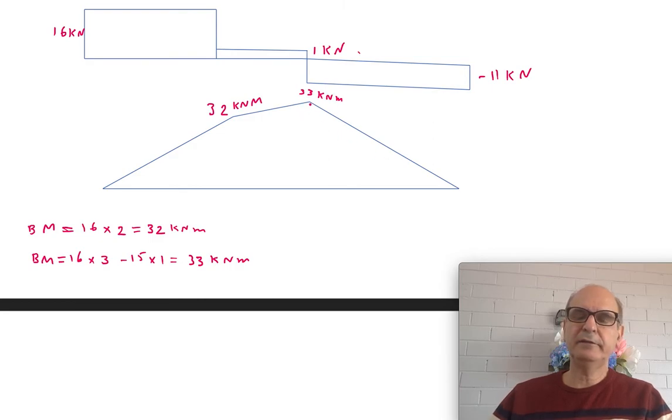And then when the third force comes in, now we start the reduction in the bending moment. And we know that at the end it must be equal to 0, because from here onwards there is no force and the system is in equilibrium, so the moment here will be 0.